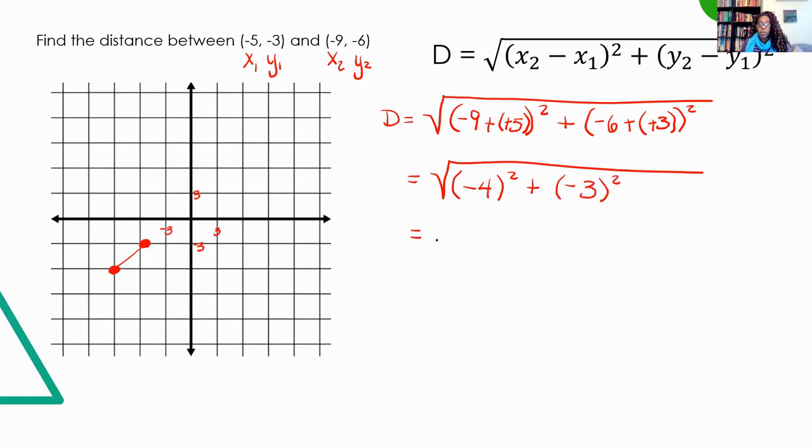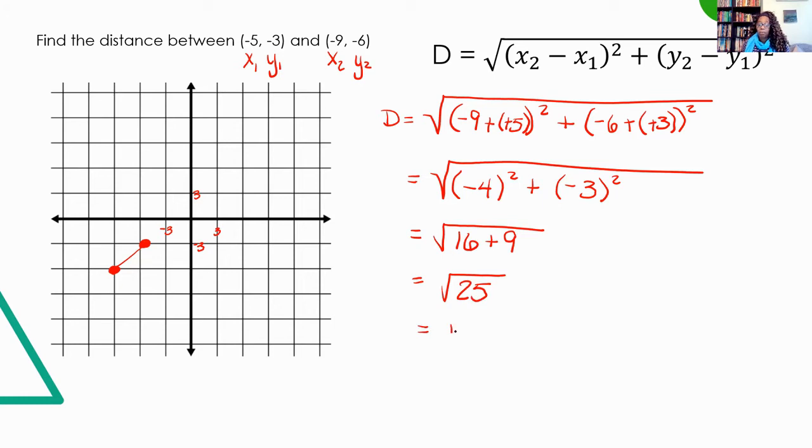So -4 squared, that will give me 16, because -4 times -4 gives me 16. Plus -3 squared, that gives me 9, because -3 times -3 gives me 9. And then we're going to go into this. So we got our 16 plus 9. That gives me 25. So we got the square root of 25. I think we know the square root of 25.